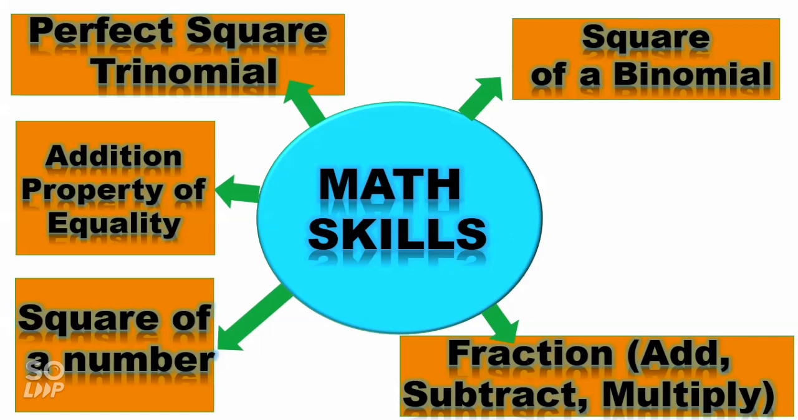Another example, we have 5 squared. 5 squared is equivalent to 5 times 5. 5 times 5 equals 25. Okay, another one, we have 7 squared. 7 squared is 49. Okay, very good.